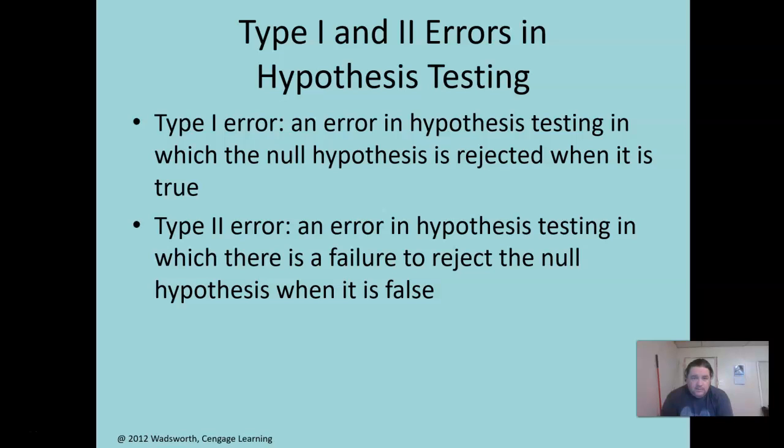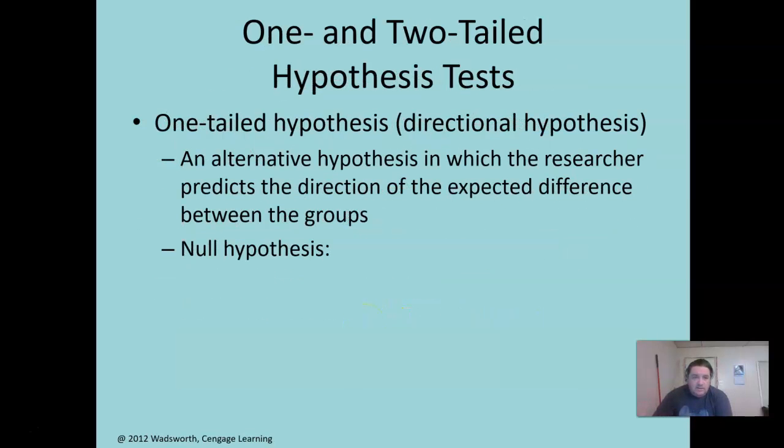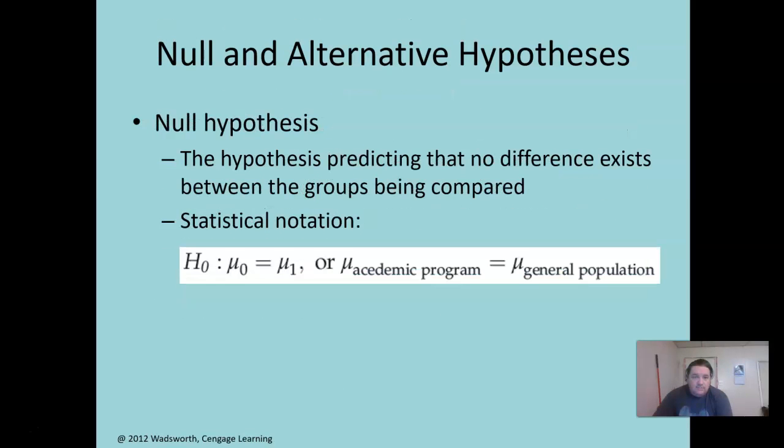So in other words, we reject the null hypothesis and it was true. So remember, the null hypothesis says that we're predicting there is no difference between the groups, one group and another. So that's the null hypothesis. And remember, this is the one that we want to reject. Okay.